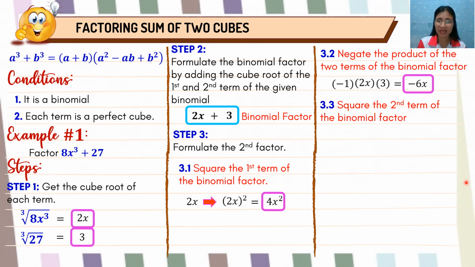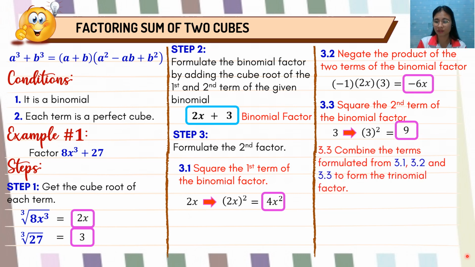Next, we square the second term of the binomial factor. Our second term is 3, and we are going to square that one. So 3 squared is equal to 9. The three terms that we were able to create, the 4x squared, the -6x, and the +9, are the terms of our trinomial factor. So we are going to combine all the terms.